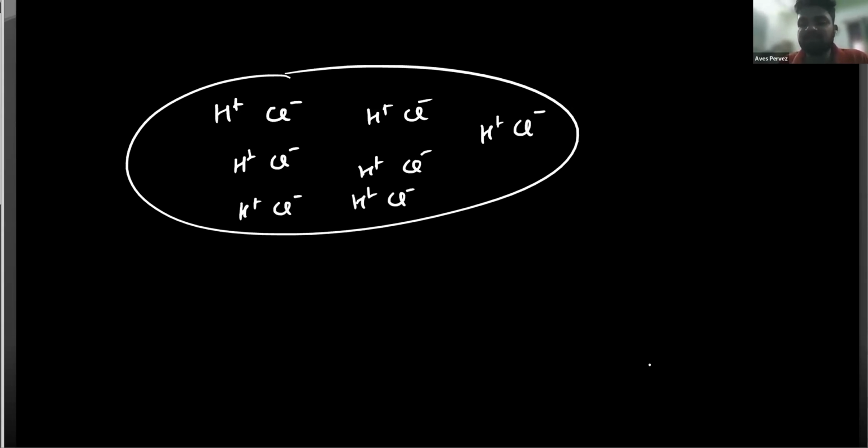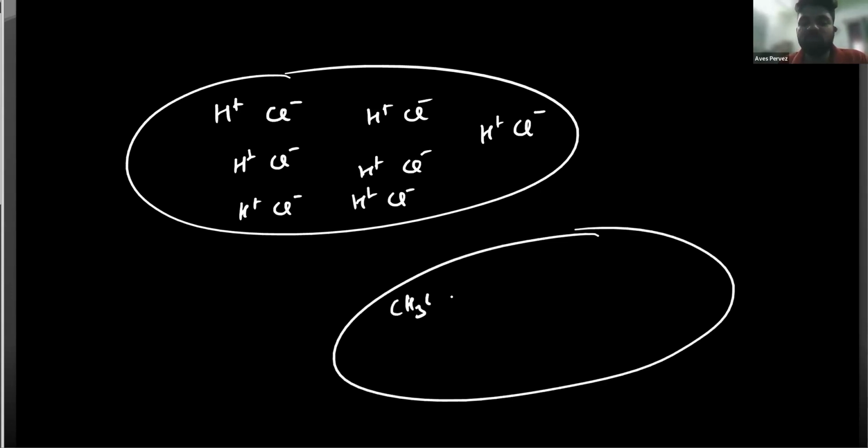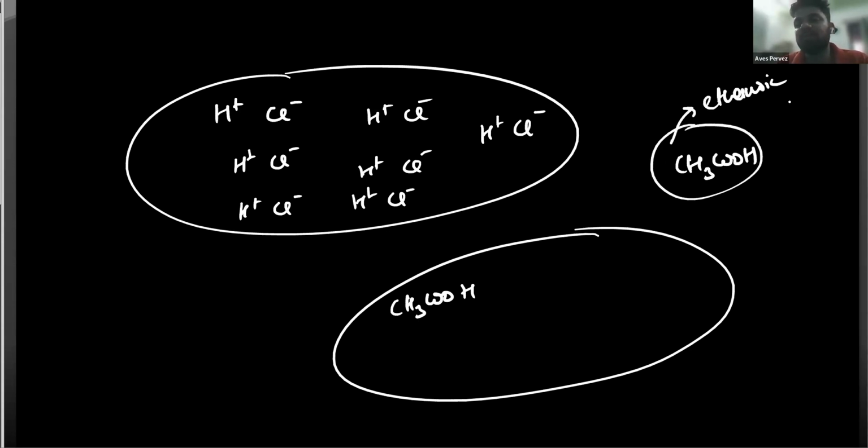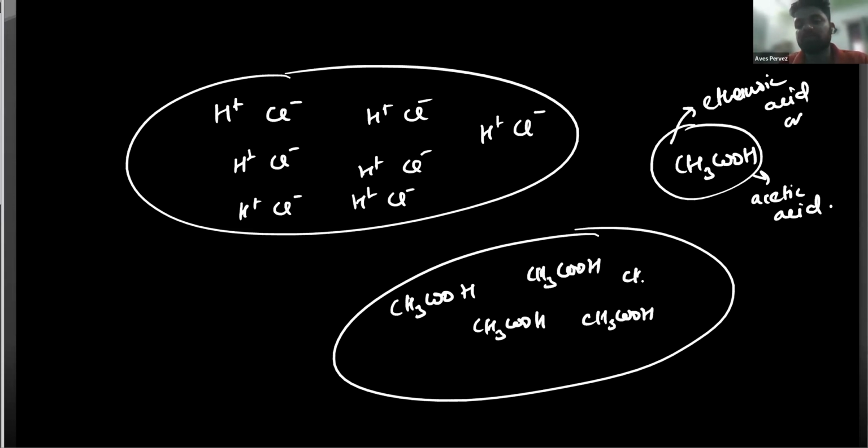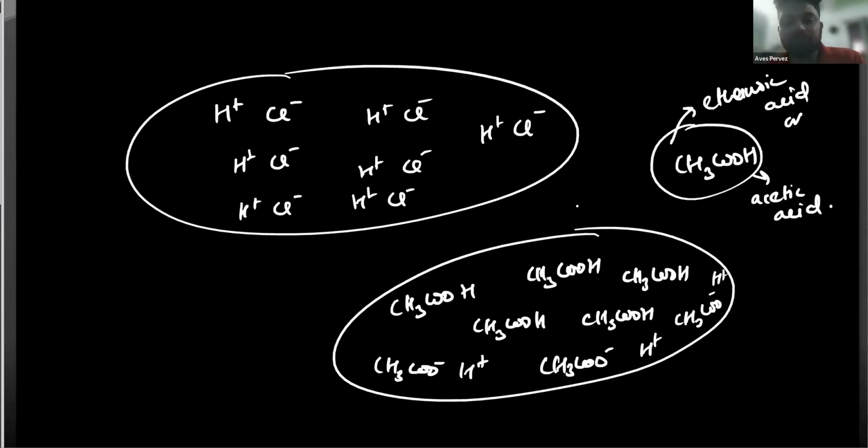Now, if I take a weak acid, for example CH3COOH, which is also called ethanoic acid, or its common name, acetic acid. If I take 10 molecules of CH3COOH, almost all the molecules remain the same, and only one or two molecules get dissociated into H positive and the anion. Got it? For the strong acid almost all the molecules are dissociated, for the weak acid only one or two molecules dissociate, almost all remain the same.